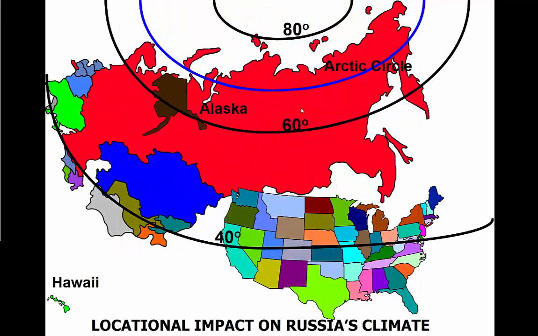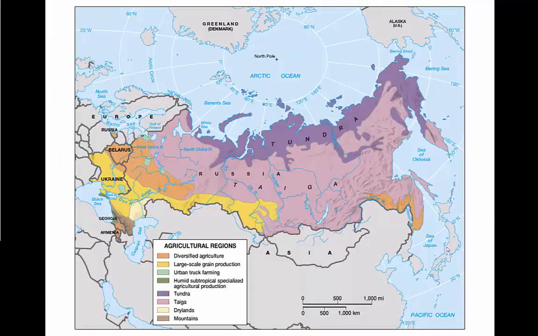And we can see the impact of Russia's location compared to the rest of the United States. So southern Russia is pretty much on the same latitude as central United States. And then we can see the agricultural divisions here of Russia.